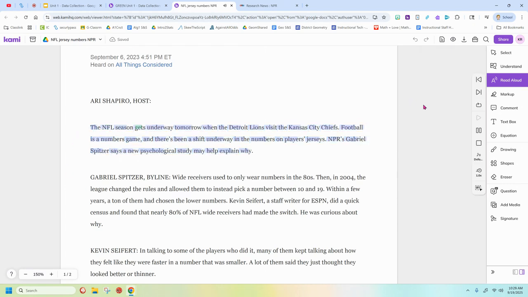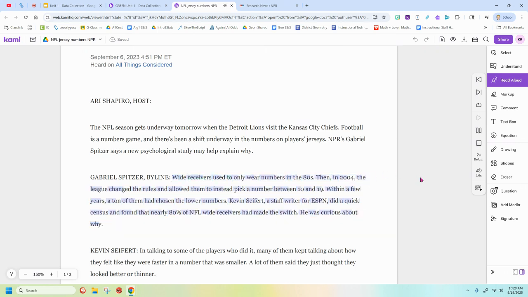The NFL season gets underway tomorrow when the Detroit Lions visit the Kansas City Chiefs. Football is a numbers game, and there's been a shift underway in the numbers on players' jerseys. NPR's Gabriel Spitzer says a new psychological study may help explain why.